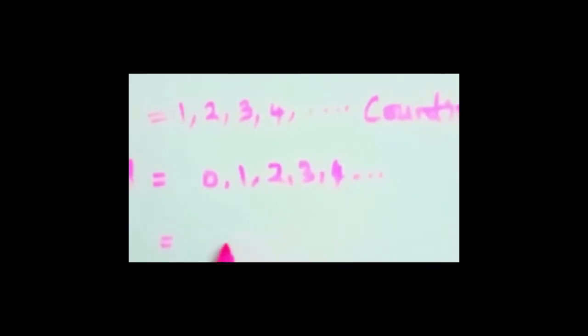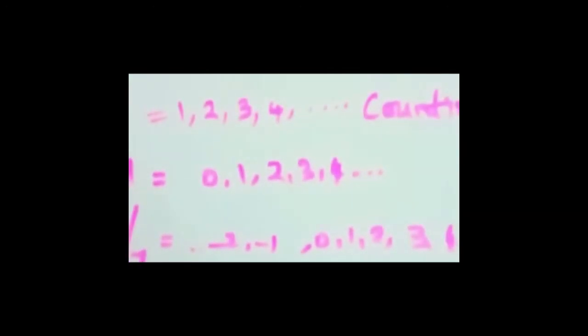If we put whole numbers and negative numbers together, we get a bigger collection of numbers called integers. This integer set is denoted by the capital letter I or Z.